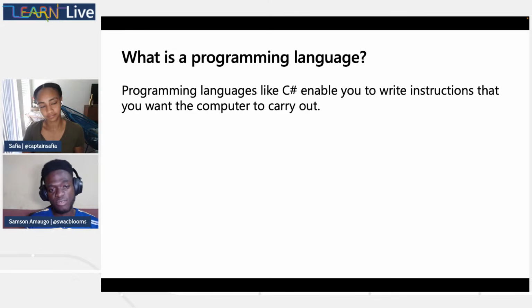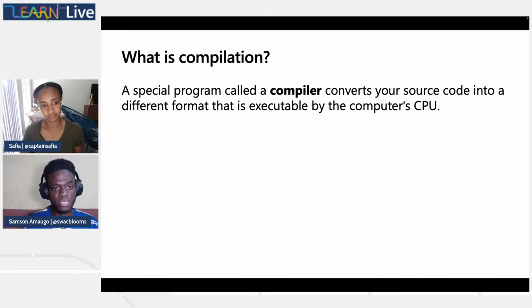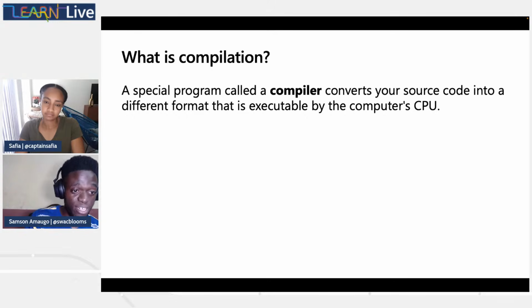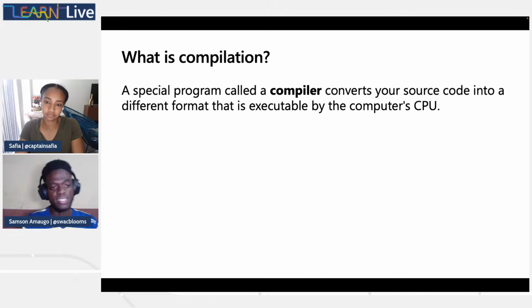Now, next slide. When you're dealing with a programming language, there's something called a compiler. A compiler serves as an intermediary between the programming language that you're writing in and the machine. The programming language is something that is human readable. You could actually write in that language.